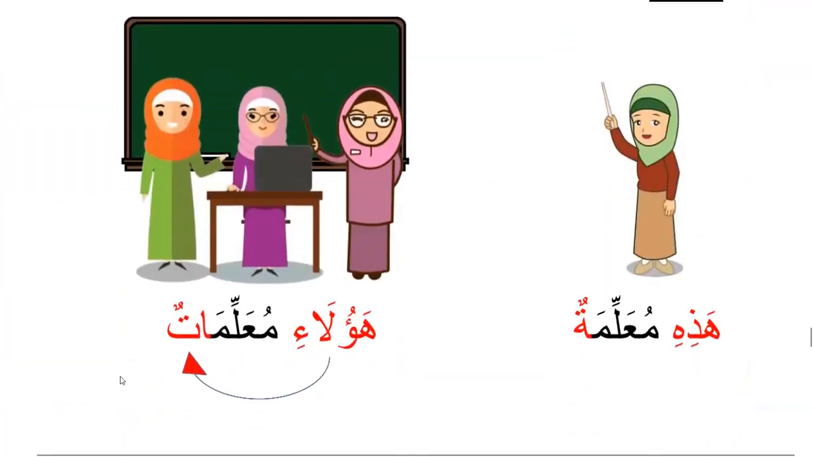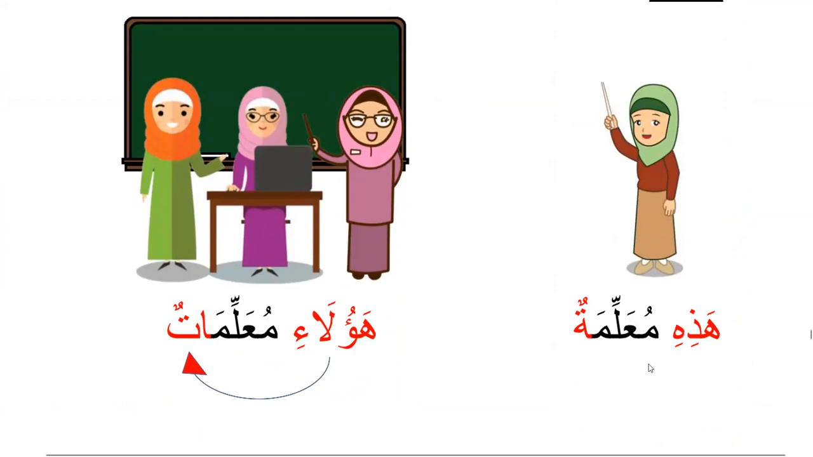So, you know that for singular feminine we use hazihi. For plural we use haulai. And for singular female we represent it by ta marbuta. But plural females are represented by alif and ta maftuha.